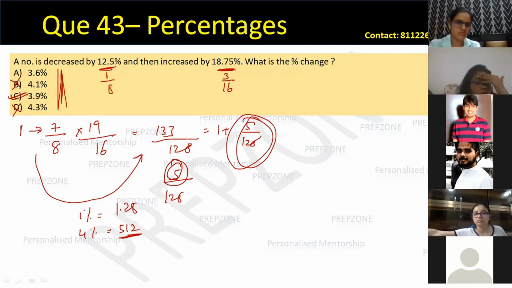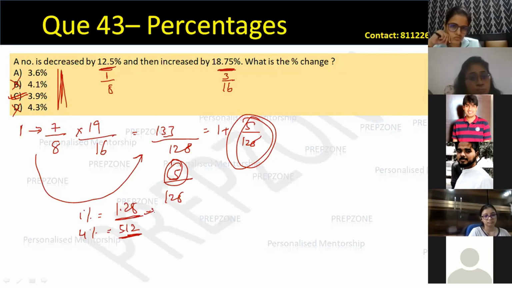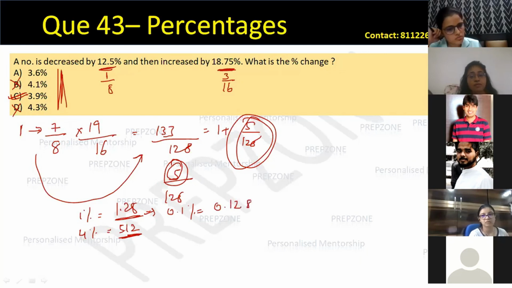But how do we check it still? See, 5.12 was this, right? And I know 1% is 1.28. So from here, how much will 0.1% be? 0.128, right? So I can say 4% minus 0.1% is 3.9%. How much will it be? 5.12 minus 0.12 something. So it is going to be close to 5, and that is what was needed. We had a number as 5. So the answer has to be 4 minus 0.1%, which is 3.9%. Either way, you can do it.